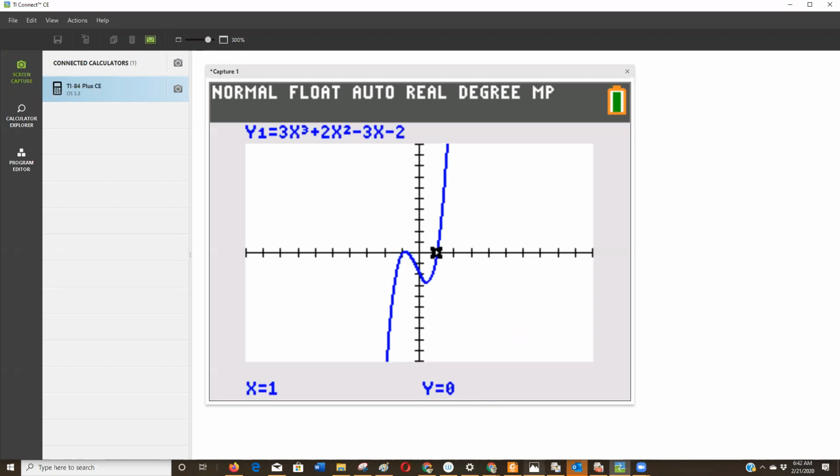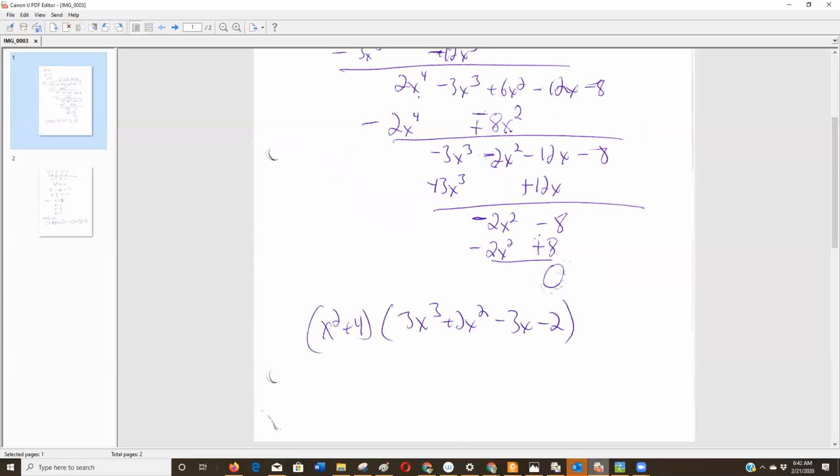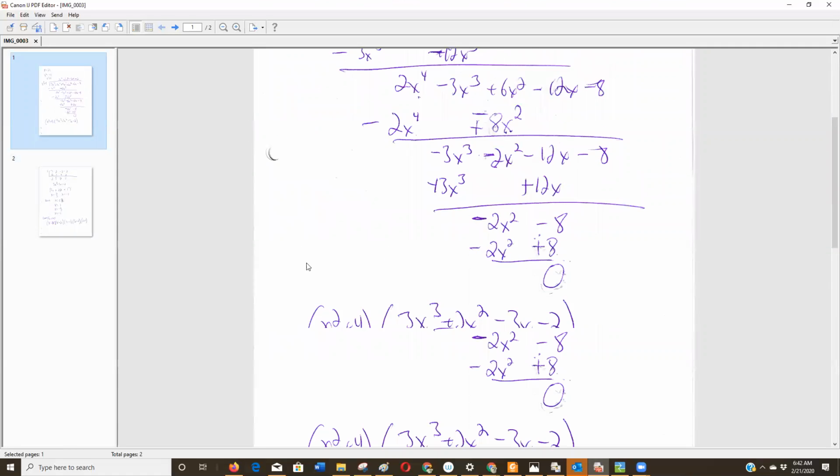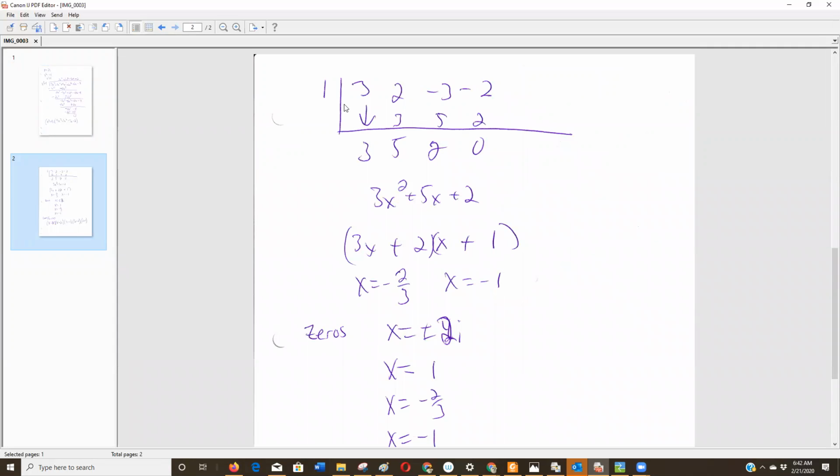Because x equals 1 is a linear factor, I can use synthetic division. Let's see, where did I do this? Oh, there it is. I did synthetic division to divide 1 in, and that left me with 3x squared plus 5x plus 2. I could try something else, but I can factor pretty well. I factored this quadratic, which factored nicely, and that gave me the 2 other zeros at x equals negative 2/3 and x equals negative 1. Just out of curiosity, I went back and looked on my calculator, and yeah, those are zeros.